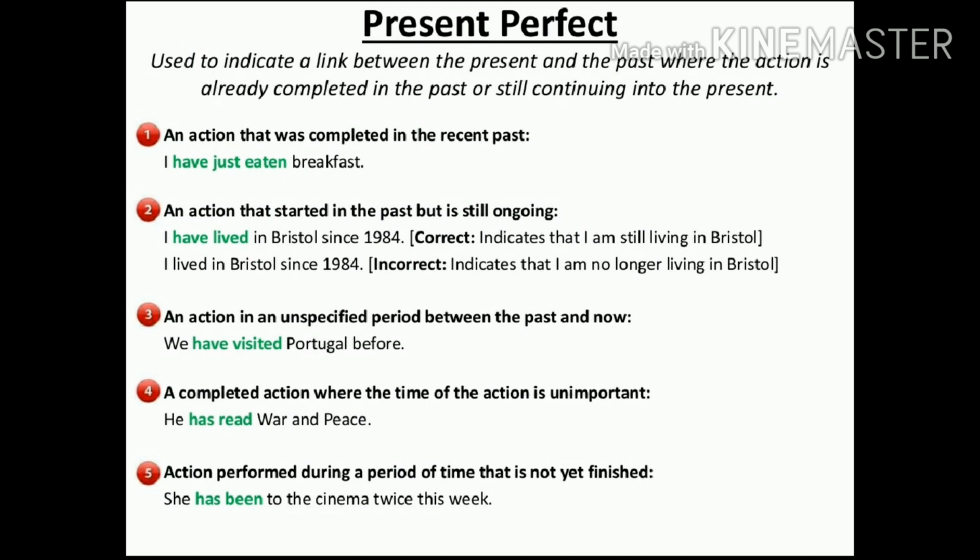To make things clear, both correct and incorrect examples are given for your reference. I have lived in Bristol since 1984. This is the correct form because it indicates that the person is still living there. So present perfect. Now if you don't use have, you just write I lived in Bristol since 1984, then it becomes past tense, and it does not require present perfect, as it indicates that the person is no longer living at that place.